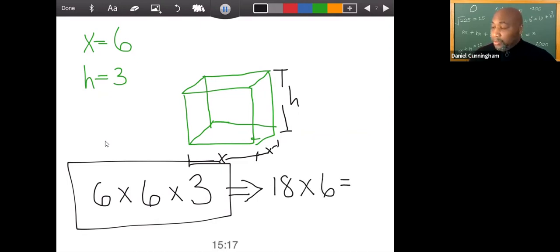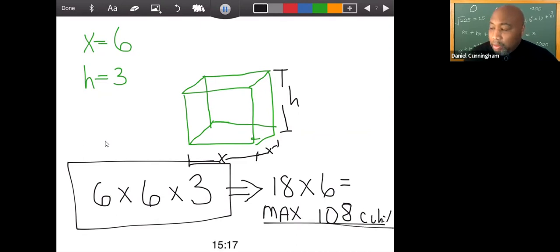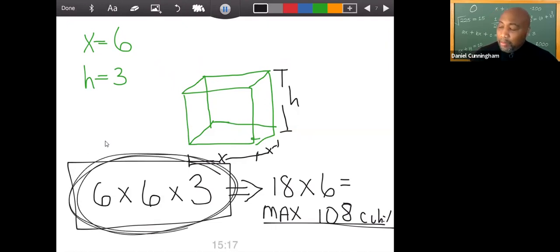And then the maximum volume, I would say max volume, will be 108 cubic units, whatever our volume is, cubic. So that will be our maximum volume that we have here, if I'm not mistaken. And this is the dimension to give us that maximum volume.